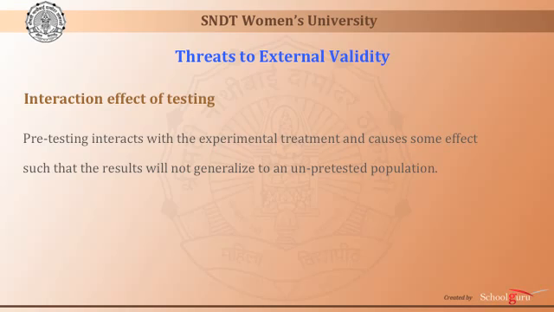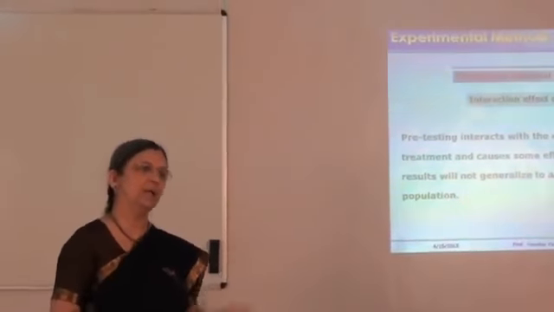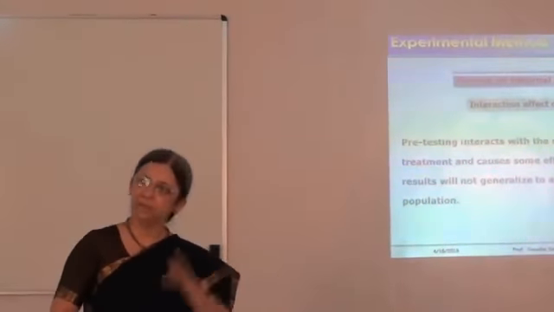Pre-testing interacts with the experimental treatment. How? For example, you have given them a test of viewing a television test, and then your experiment is also on viewing the television. So what happens? Your test has an impact, because you have already given them feedback. So now they know how to appreciate the film, how to see the film. So both the groups have that impact. So this interaction among pre-testing and experimental treatment has to be looked after.